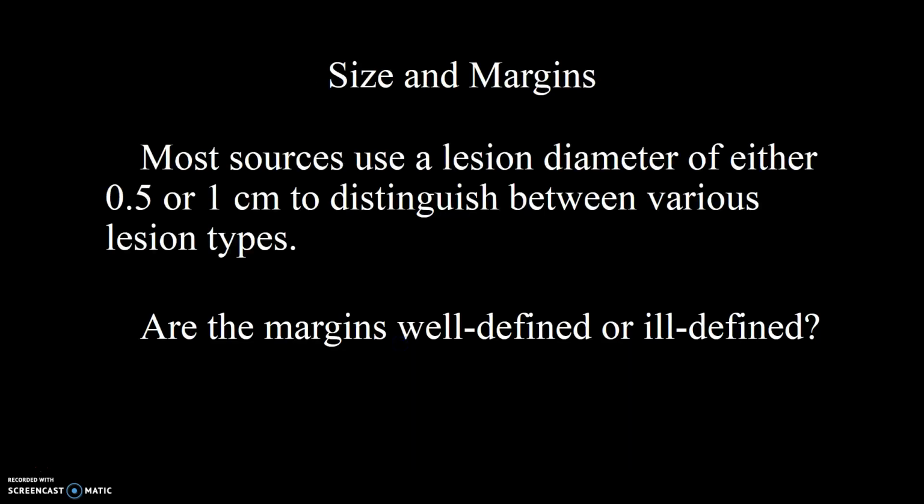Size and margins. Those are also important descriptors. Most sources use lesion diameter of either a half or 1 centimeter as their category, but you can really use any measurement of size to discriminate between lesions. I actually use millimeters in your case today, okay? Then probably one of the easier things to recognize is margins. Are the margins of the lesions well defined or ill defined? And that's also a clue for diagnoses.